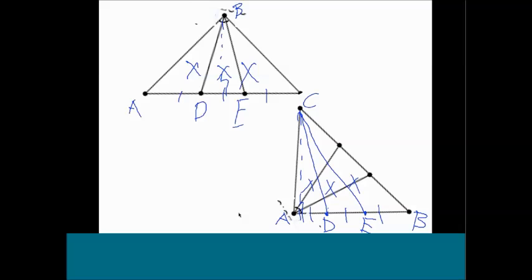So then he went back in and drew his altitude, and again talked about why those three are going to have equal area.